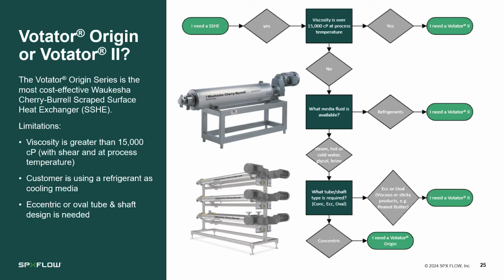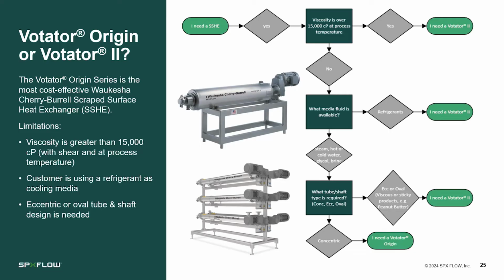So some facilities may already have a media fluid that they're using for other processes in the same facility, or maybe this technology is replacing an existing technology. So if the facility already knows that they're going to use refrigerants, well, this is another restriction of the Votator Origin. So we're going to need our more robust design with our Votator II, which, as Steve mentioned before, customers use Freon or ammonia. But if you're considering using steam or hot or cold water, a glycol or brine, then we can still consider either unit for that application.